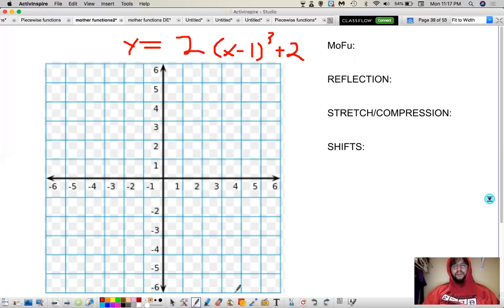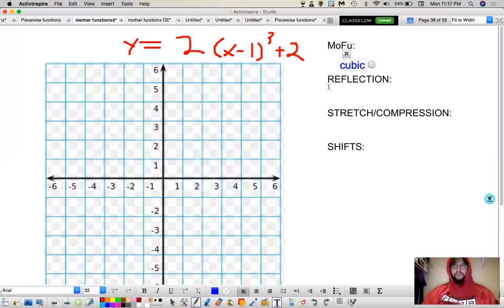So here we go. What's going on? This is a cubic mother function. It is reflecting across nothing, none. Stretch, we have a vertical stretch of 2. Shifts, we're going to go right 1, up 2.